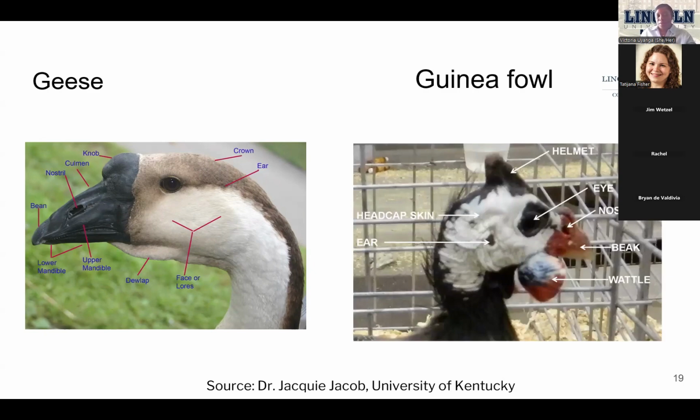The guinea fowl. The helmeted guinea fowl is the most common species, and they have this bony protrusion on the head known as the helmet, which is very characteristic of this particular species. And another feature that makes it stand out is the skin, the head cap skin, which you can see here folding through on the head.